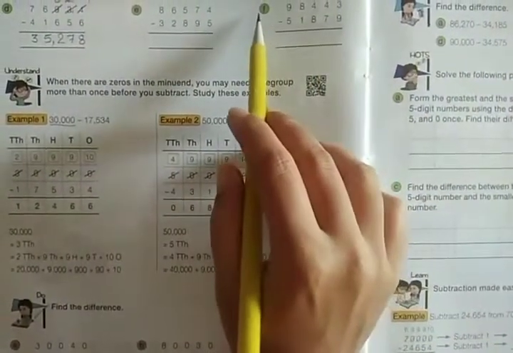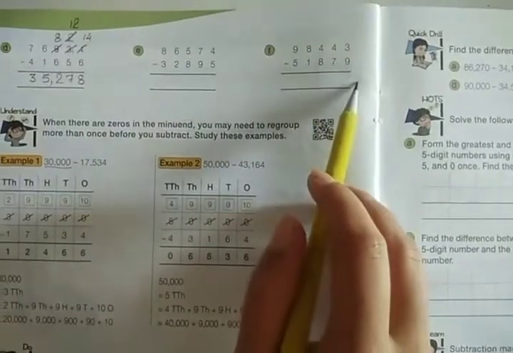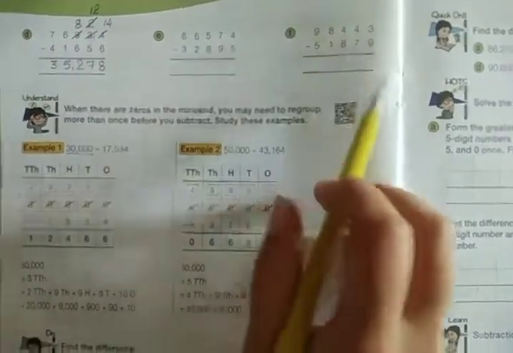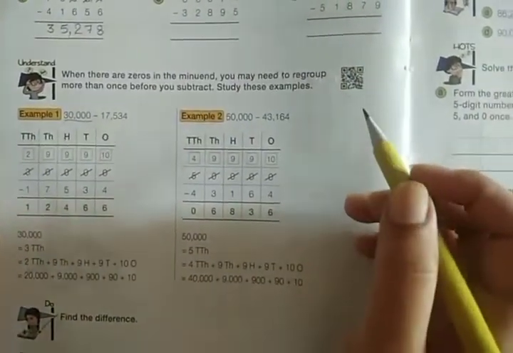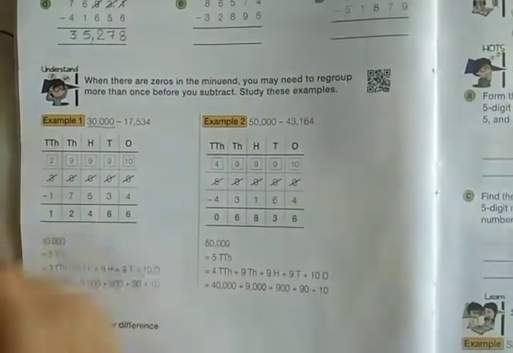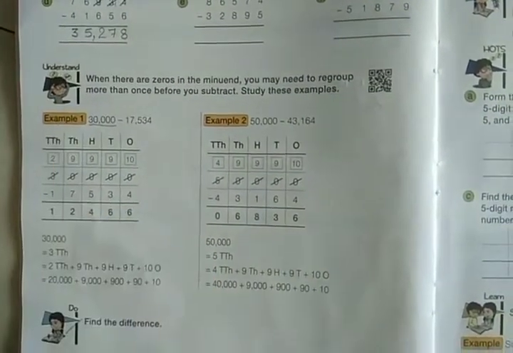Good morning, children. In yesterday's class, we learned about subtraction of 5-digit numbers without regrouping and subtraction of 5-digit numbers with regrouping. Yesterday we solved the sums till F1. Today we'll solve the remaining sums of this lesson. Let's start with the Understand section.